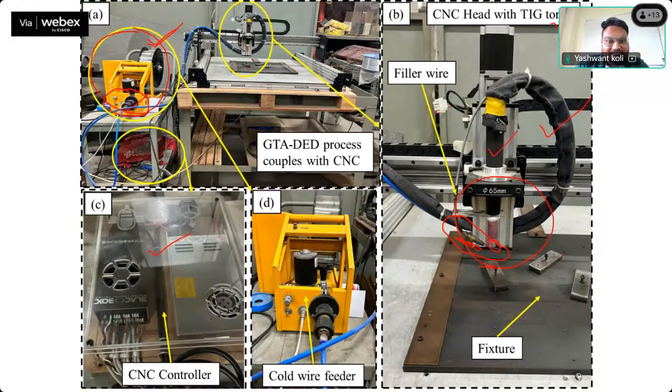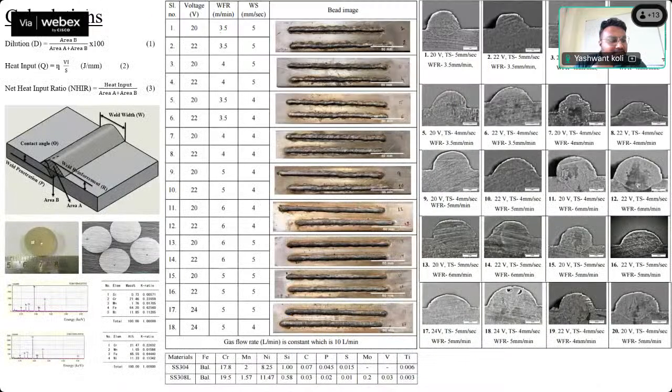So now we can fabricate WAAM components using this advanced TIG also. We can also make TIG and then CMT torch. If we integrate, then we can fabricate these things. We can fabricate a WAAM component of different layers. So this is the basic thing, like a basic single bead profile.